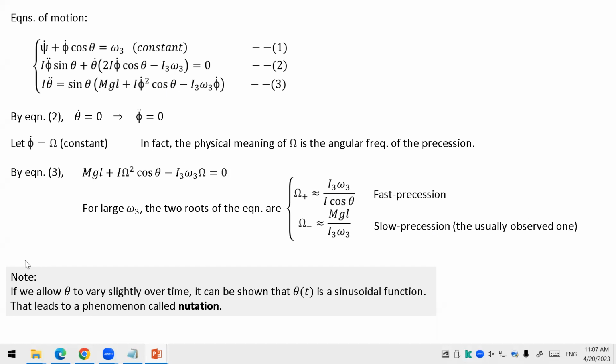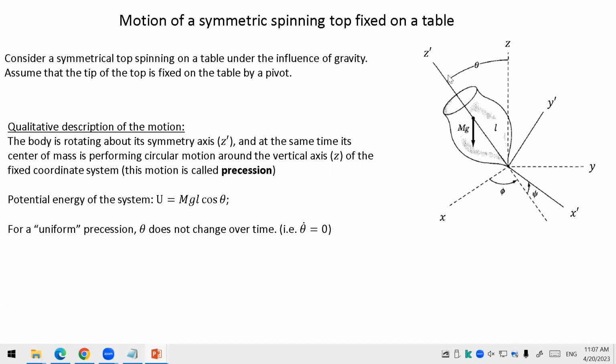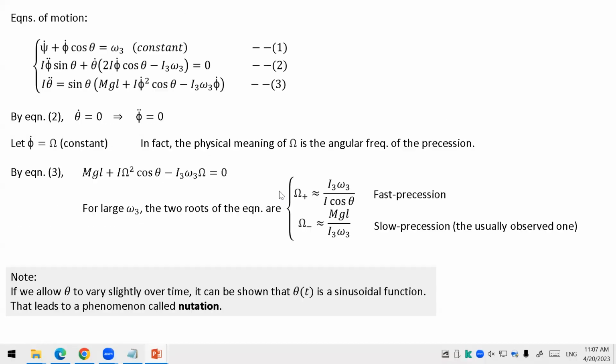And in fact, if we allow theta to also vary slightly over time, it can be shown that theta would be approximately given by a sinusoidal function. That leads to the phenomenon called nutation. So theta is also changing like this over time. But I'm not going to go into that in detail.